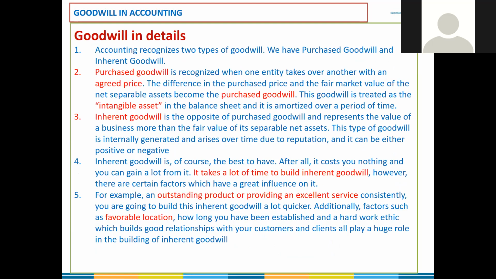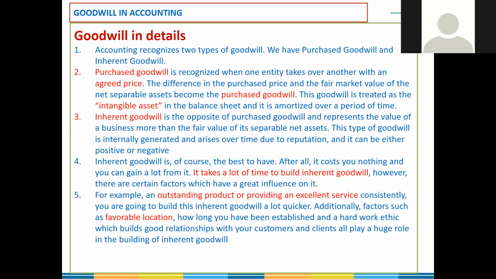A purchased goodwill is recognized when one entity takes over another with an agreed price, as we defined in the previous slide. The difference in the purchase price and the fair market value of the net separable asset becomes the purchased goodwill. This goodwill is treated as intangible asset in the balance sheet, and it is amortized over a period of time. This is more of an accounting.